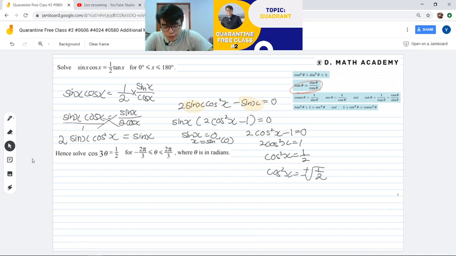So I will draw out 2 of them. This is for the sine one, and this one here is for the cosine. So this is where you have to look back to the range given to you. They're only asking for the results between 0 to 180, right?